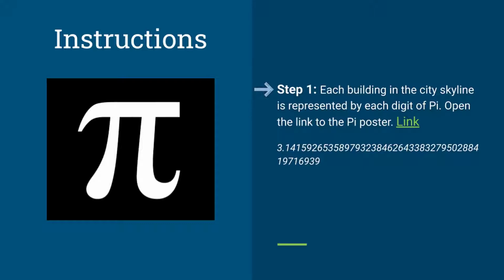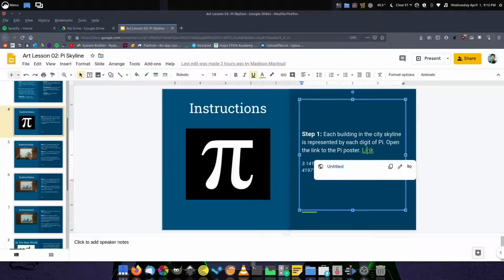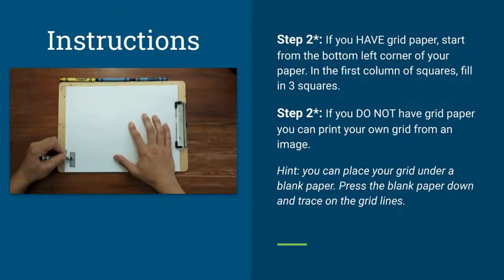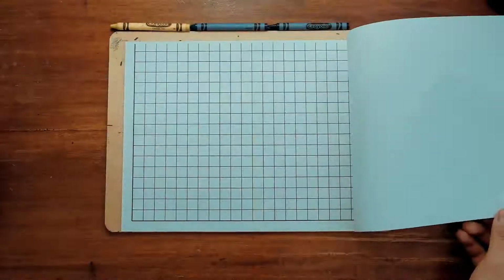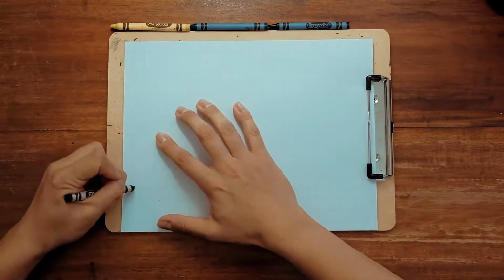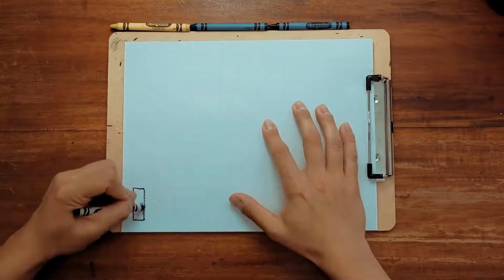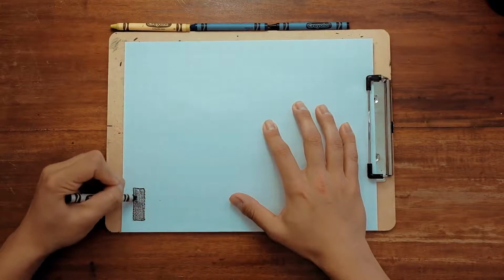Step 1. Each building in the city skyline is represented by a digit of pi. Open the link to the pi poster to help you out. Step 2. If you have grid paper, start from the bottom left corner of the page. In the first column of squares, fill in 3 of them. If you do not have grid paper, you can print your own grid from an image. Here's a hint. You can place your grid paper under the blank paper. Press the blank paper down and trace on the grid lines.